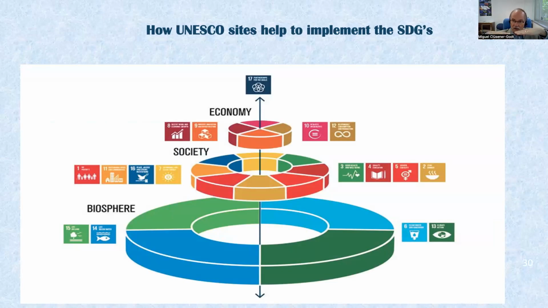We need at the societal level 1, 11, 16, 7, 3, 4, 5, 2: hunger, poverty, literacy, education, gender equality. This is the societal level. Coming to the economic level, 8, 9, 10, and 12: sustainable housing, sustainable production. Then to the upper part, this is the partnership. This goes in the pyramid when the partnership is working well.